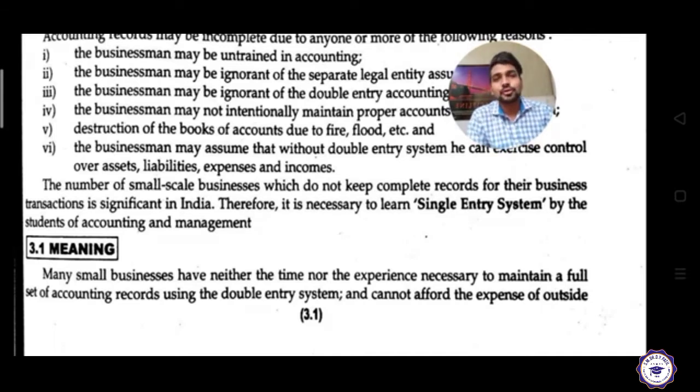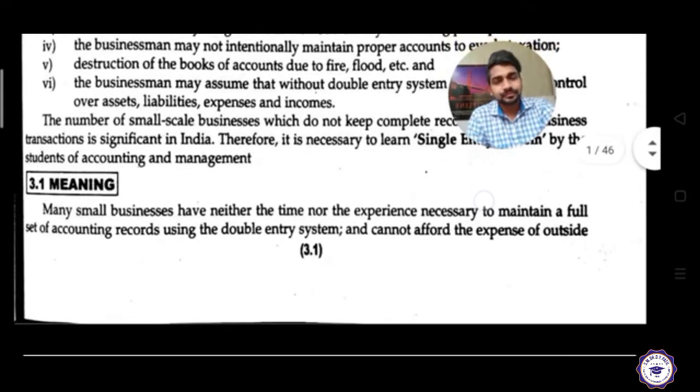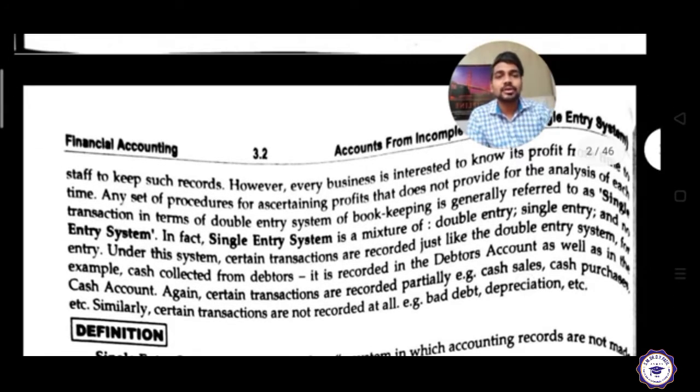Now let us see the meaning of the single entry system. Many small businesses have neither the time nor the experience necessary to maintain a full set of accounting records using the double entry system, and cannot afford the expense of outside staff to keep such records. However, every business is interested in knowing its profit from time to time, and any set of procedures for ascertaining profit that does not provide for the full analysis of each transaction in terms of the double entry system of bookkeeping is generally referred to as a single entry system.